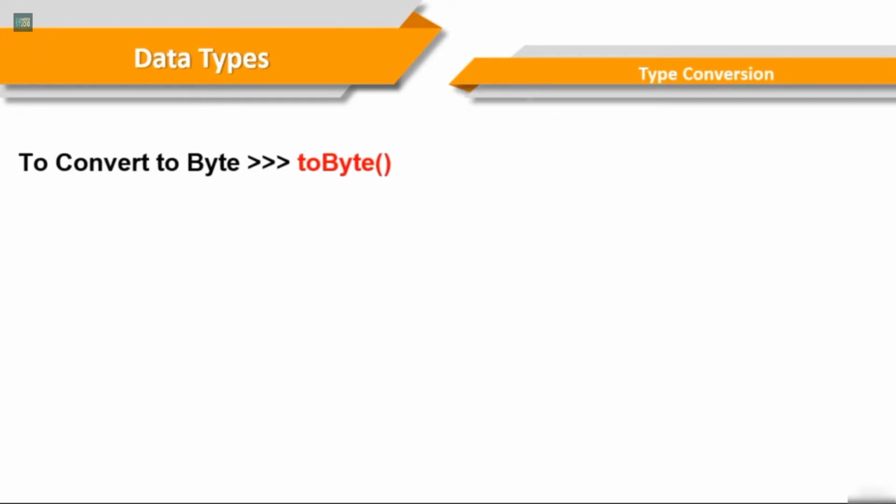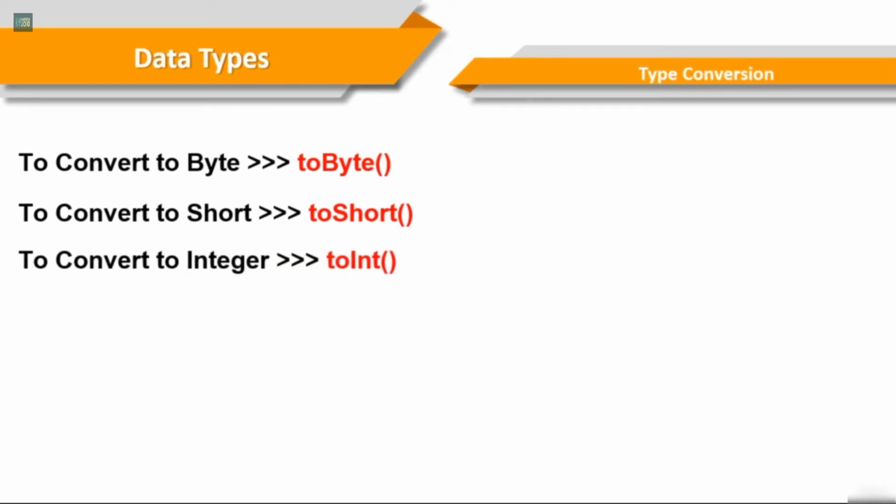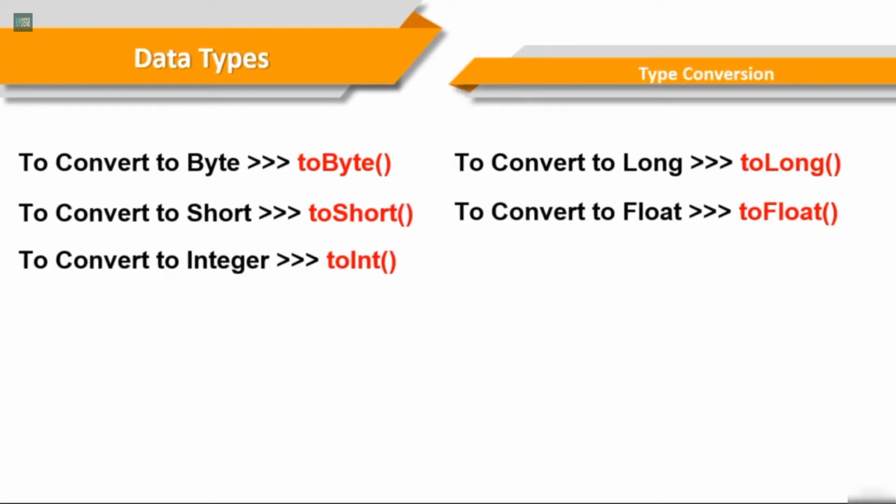To convert any data type to byte type, the toByte method is used. To convert any data type to short, the toShort method is used. To convert any data type to the integer type, the toInt method is used. You following? So to convert any data type to the long type, yes, the toLong method is used. And any data type to the float type, the toFloat method is used. And to convert any data type to double, the toDouble method is used.